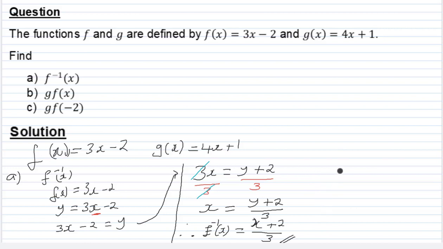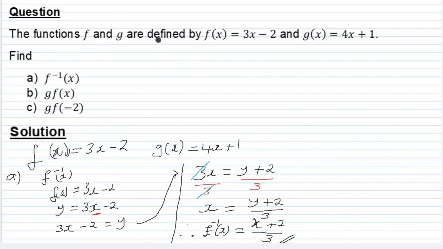So we said the first thing, rewrite this, replace f of x with y, and then you make x the subject of the formula like this. Once you make x the subject of the formula, you substitute x with the f inverse of x and y with the x. Then we have the f inverse of x as x plus 2, everything over 3. So that's how we do the first part.